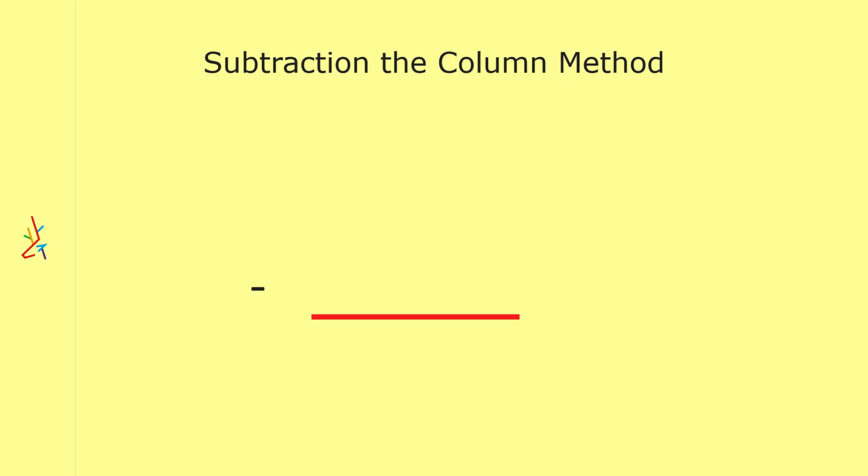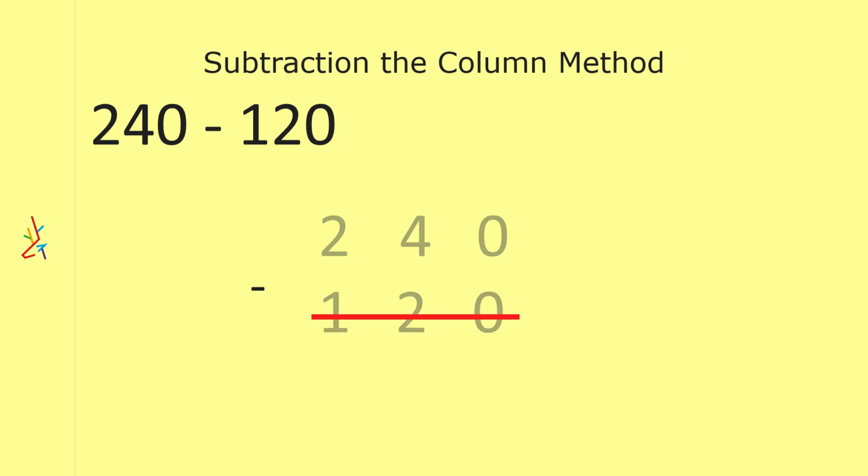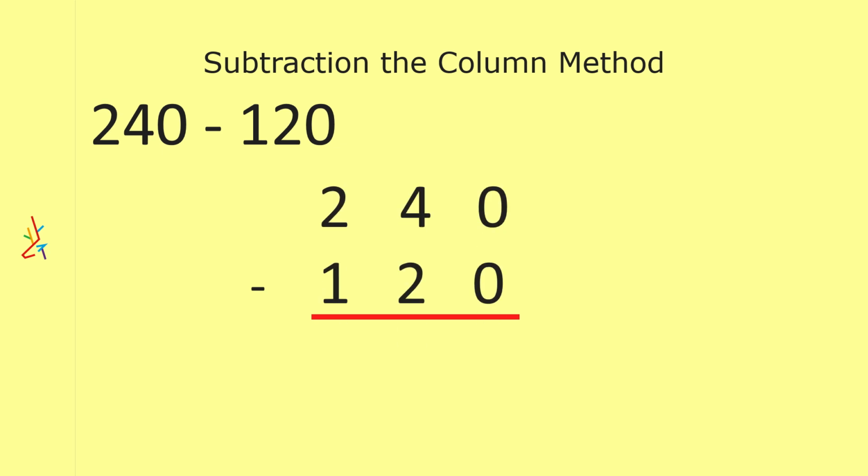This video is going to look at the subtraction column method. So just like the adding, I start with my minus sign and my line. In this occasion I've got 240 minus 120. And I'd lay it out again, spacing the numbers out so that when I do my workings out and if I need to do any borrowing, it becomes a lot easier to see.